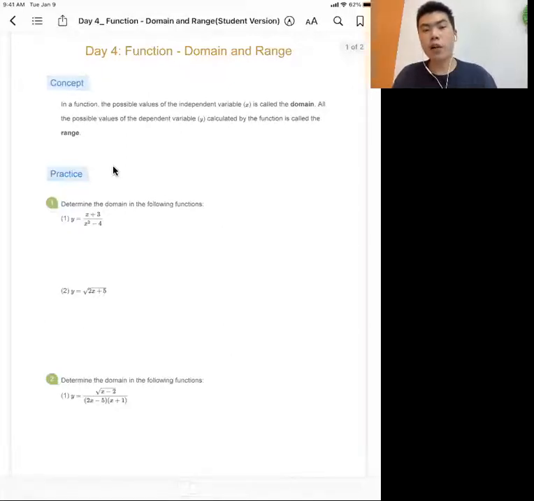So today we'll be going over an algebra 1 topic, and that is the domain and the range of a function. Okay, so maybe you don't know what a function is, that's fine. So let me just briefly introduce that to you.